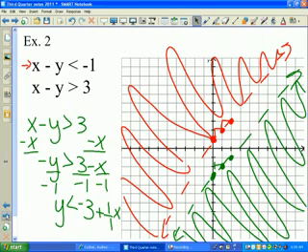What do you notice? Do they overlap? Hopefully you say no. So if they don't overlap, what's my solution? Right now, I have what's called no solution. It's not because they're parallel lines, it's no solution because they do not overlap.